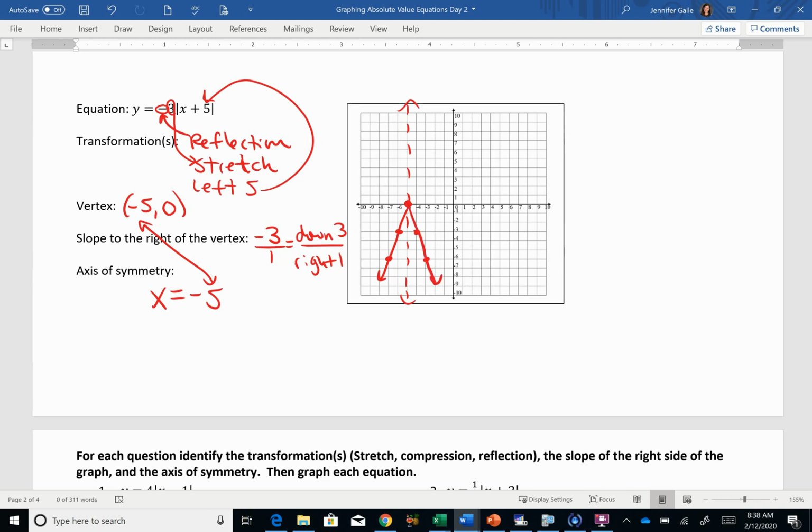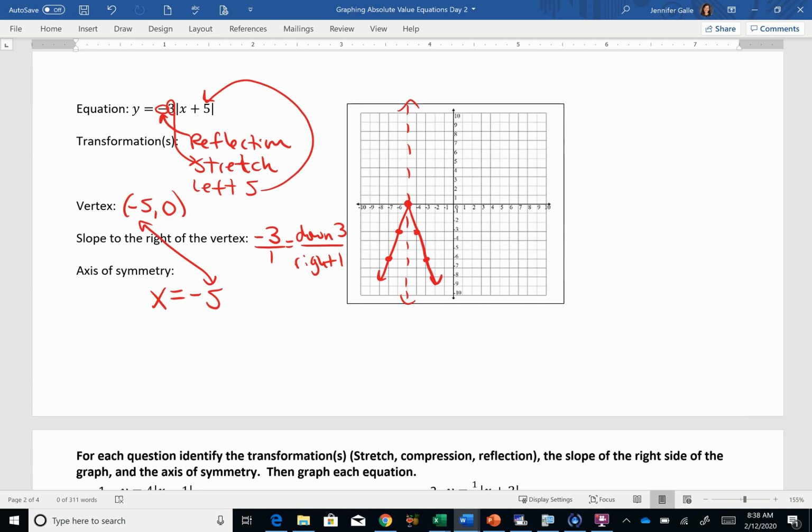Now after you graph, and this is something we should have checked the last couple examples, make sure your graph fits the transformations you wrote. If we have a reflection, that means our graph should be opening down, and it does. If we say it's going to stretch, our graph should get skinnier, not wider, and it does. We have a skinnier, more narrow V shape. Lastly, we said the graph is going to go left 5, and there it is. That vertex point is over to the left 5.